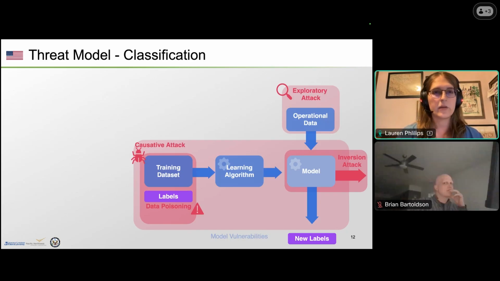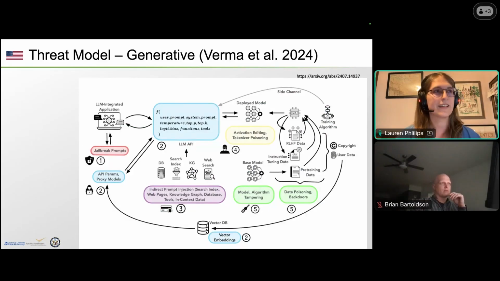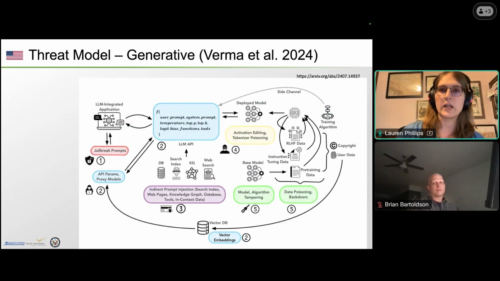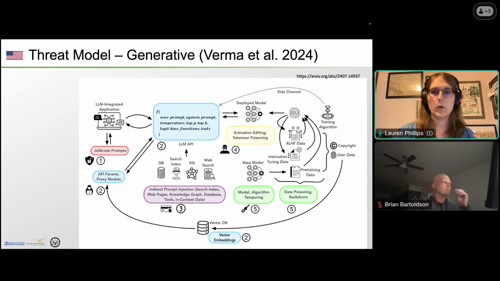There are a lot of ways that you can attack this system, but compared to thinking about a modern LLM, it was relatively much more straightforward. So this is an article from earlier last year that looked at a survey of red teaming approaches and thinking about what that threat model really looks like.